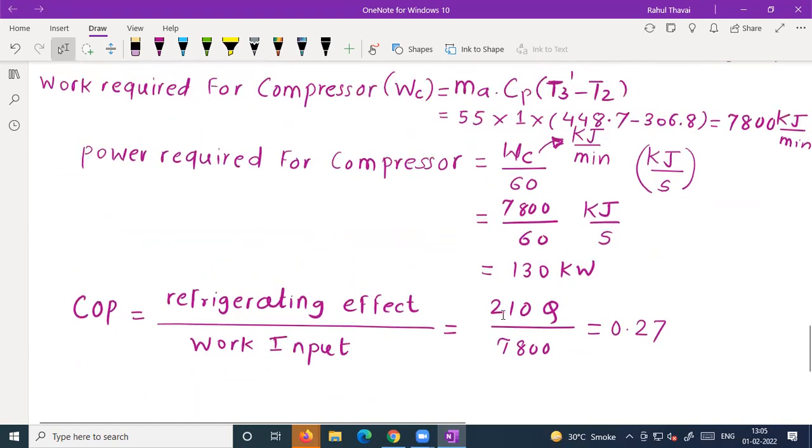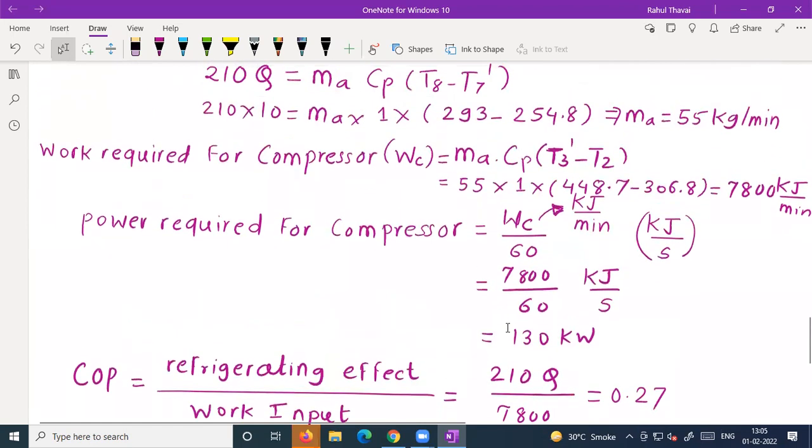Is that okay with the problem? Let me know. Okay, with this we will conclude today's session, and in the next session we will see the reduced air cooling system.